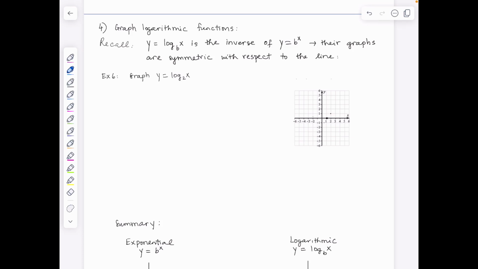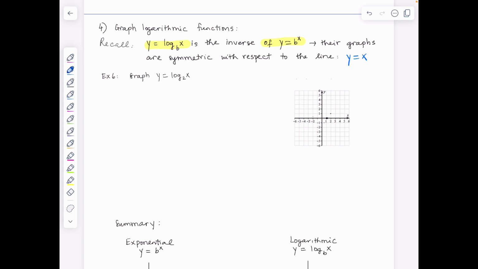In this video, we are going to look at the graph of logarithmic functions. A quick recall: y equals log base b of x is the inverse function of y equals b to the x. So the logarithmic function is the inverse of the exponential function. Therefore, their graphs are symmetric with respect to the line y equals x.